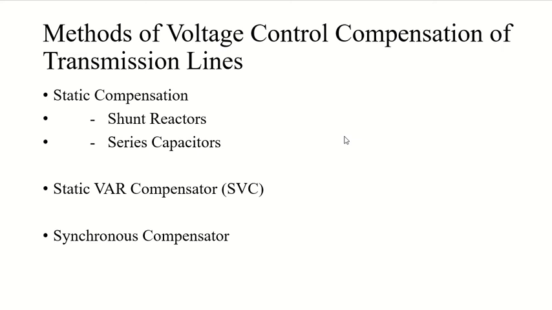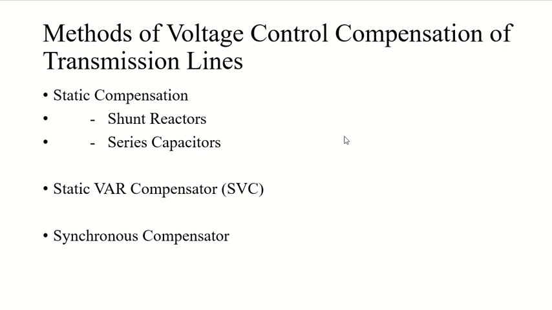So among these methods of reactive power compensation, the first method we have is called static compensation. In the static compensation, we have some equipment like shunt capacitors, shunt reactors, series capacitors.